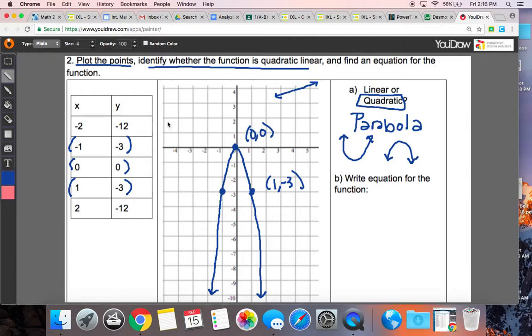I can also figure out if it's quadratic or linear by finding the first difference and then the second difference. And if the second difference is linear, then the graph is quadratic.